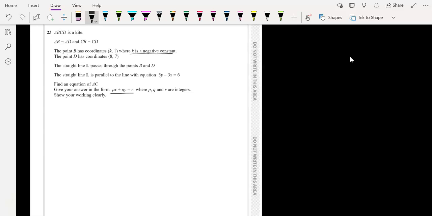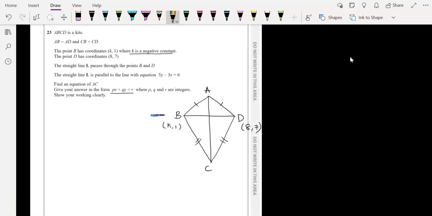Give your answer in the form Px plus Qy equal to R, where P, Q, and R are integers. Now, first thing what we'll do here is to draw a kite. Okay, let's name the diagram. So A, B, C, and D. AB is equal to AD, CB equal to CD. Point B coordinates are K and 1. Point D coordinates are 8, 7. Line L passes through point B and D. So there is a line which is passing through B and D.